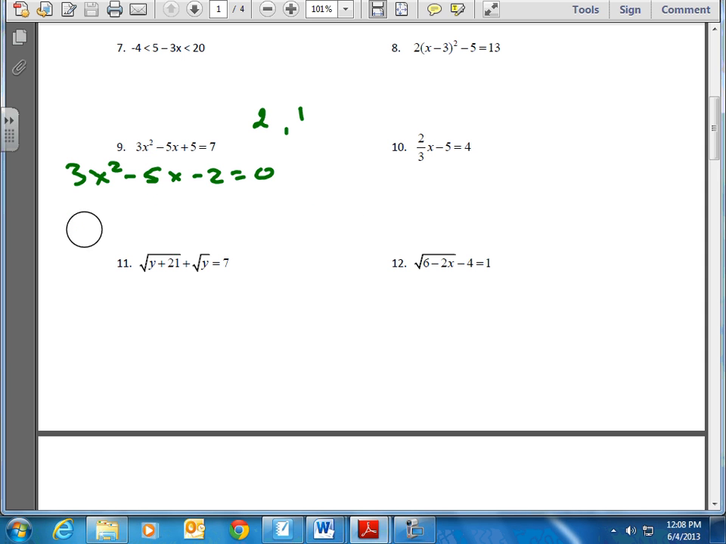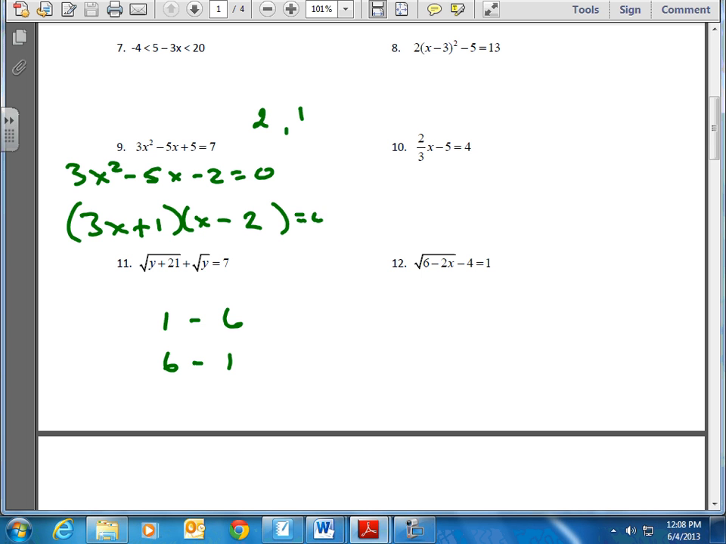Erase some of this to make it easier to see. So here's what I have. I have 3x, x, I have 2 and 1. 3 times 2 is 6, 1 times 1 is 1, 6 minus 1 is 5, but I want a negative 5. So my question is, is 1 minus 6 a negative 5, or is 6 minus 1 a negative 5? Well, clearly 1 minus 6. So I need the 6 to be negative, which means the 2 has to be negative, and the 1 has to be positive.